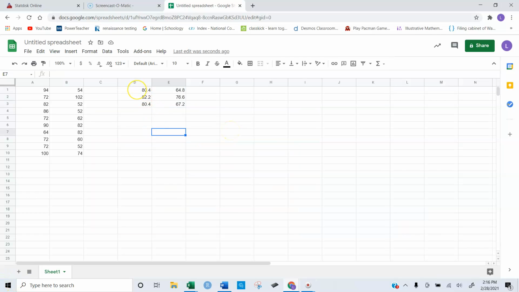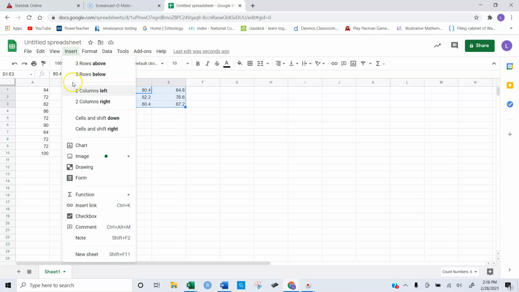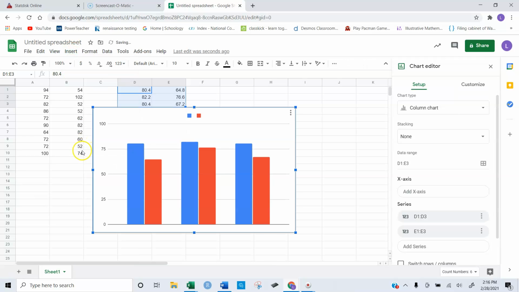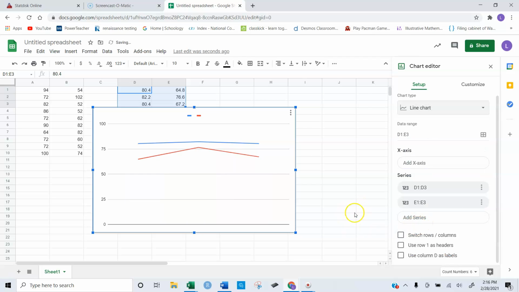Okay, the first thing you need to do is highlight your data. Then you have to go to Insert, Chart, and it always comes up with the bar chart first because that's the first one on the list. Go over to your side where it says column chart, click on that. We would like a line chart on the bottom, so click there, and there's your line.